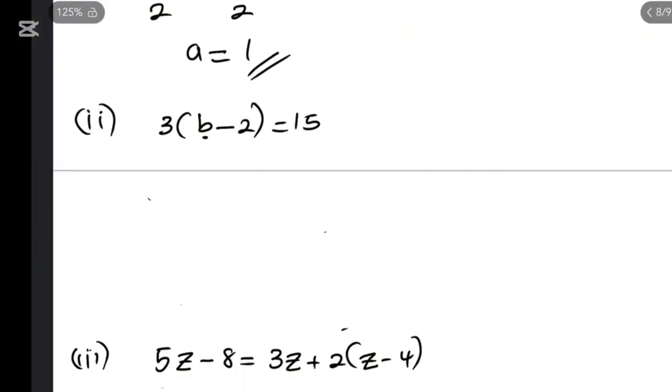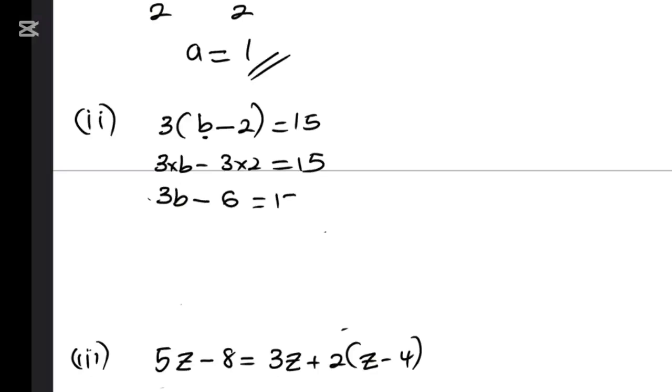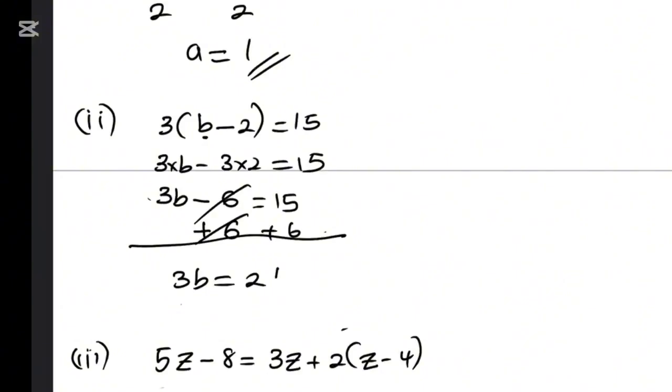For the second question, what we have is 3 into bracket b minus 2. What we have to do is distribute 3 to both b and minus 2. That's 3 times b minus 3 times 2 equals 15. 3 times b is 3b, and 3 times 2 is 6, which equals 15. Like we did for our simple one-step equations earlier, we add 6 to both sides because we have minus 6 here, and this is out. So we have 3b equals 21. Divide both sides by the coefficient of b, which is 3. So finally b is equal to 7.